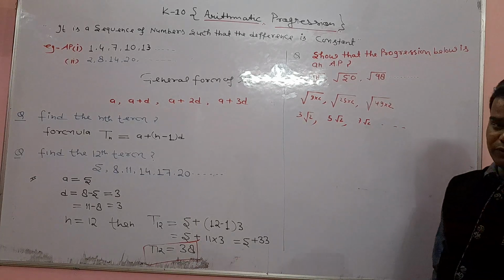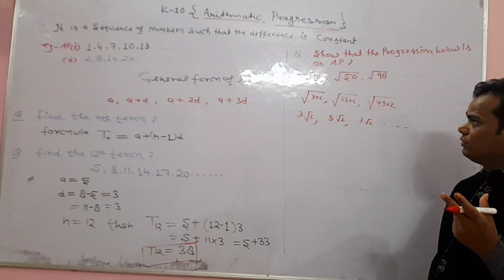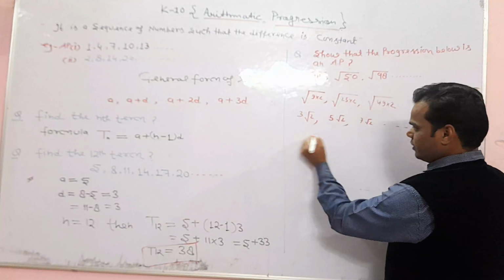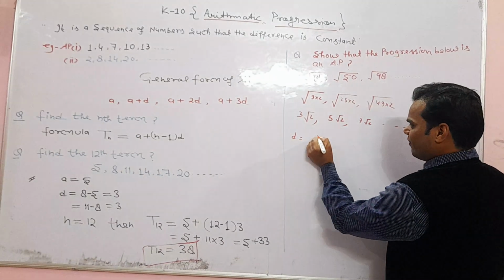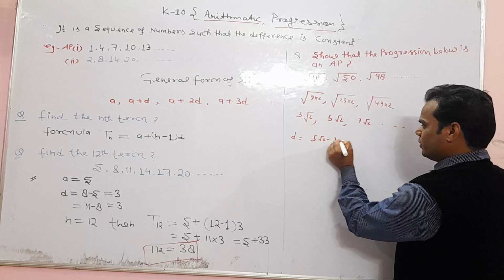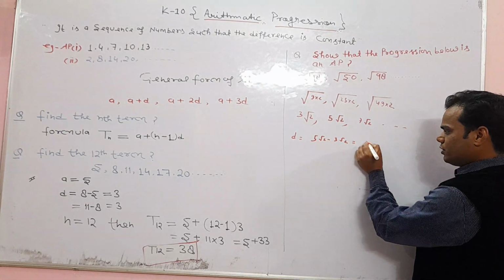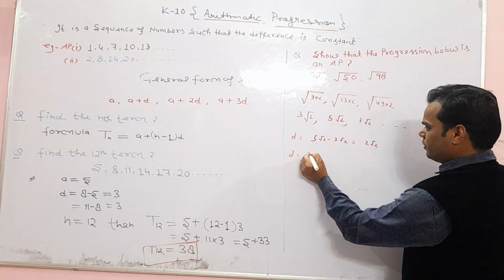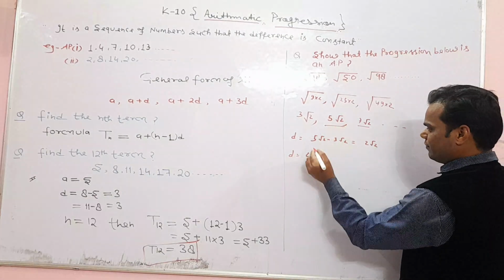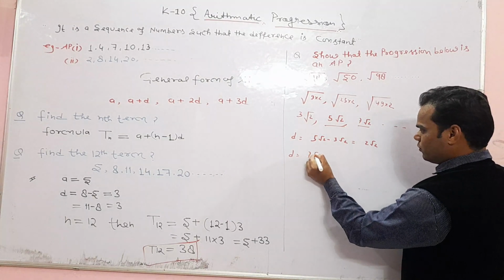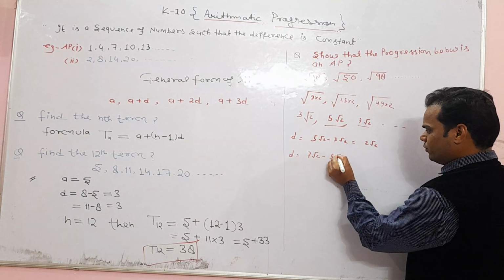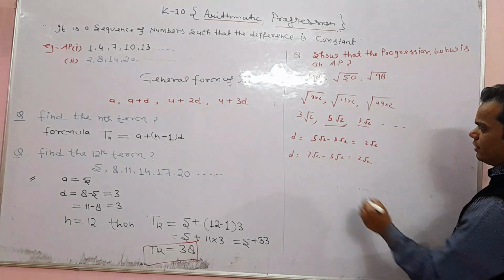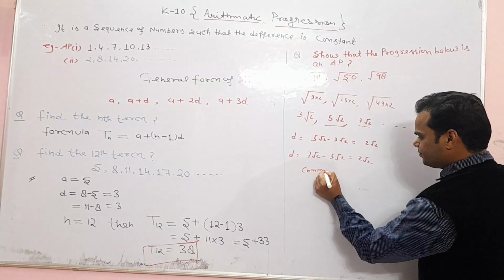If the difference between two terms is the same or constant, this series is an AP. So first, the common difference D equals 5 root 2 minus 3 root 2. So this number is 2 root 2. And second, the common difference between two numbers, D equals 7 root 2 minus 5 root 2. So 7 root 2 minus 5 root 2 equals 2 root 2. So here the common difference between the two numbers is the same.